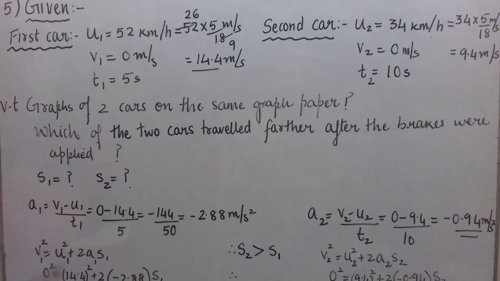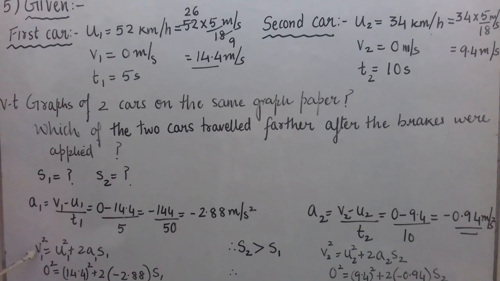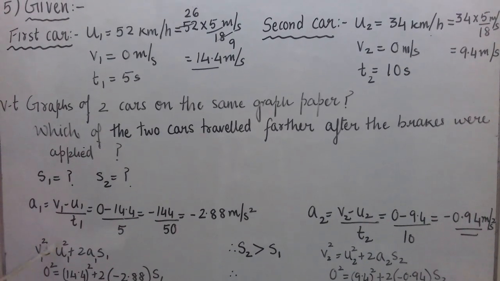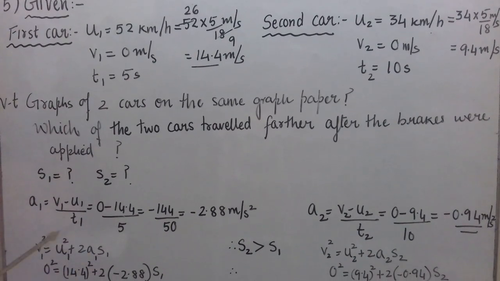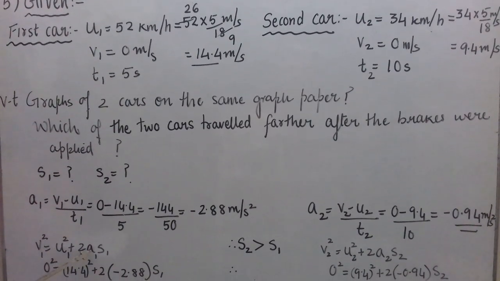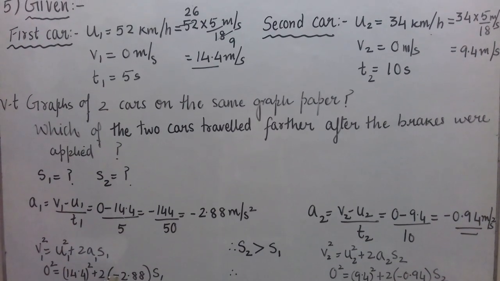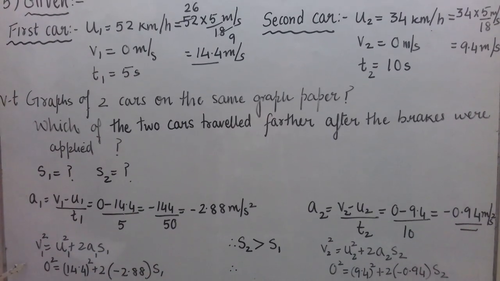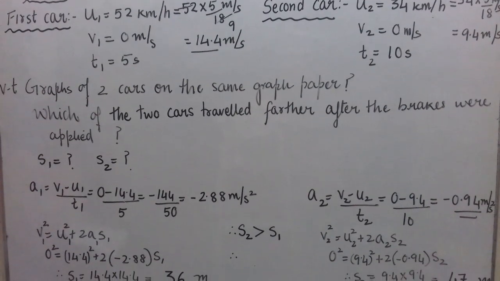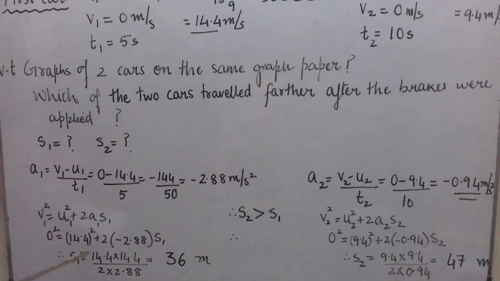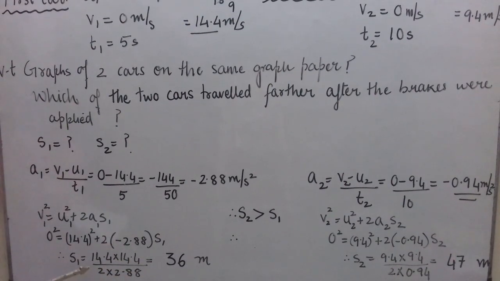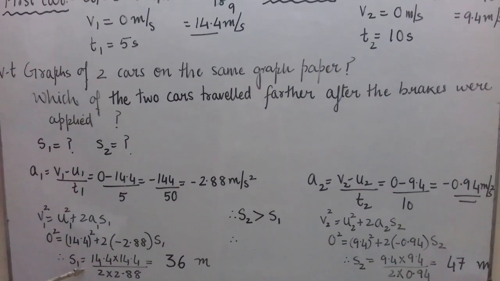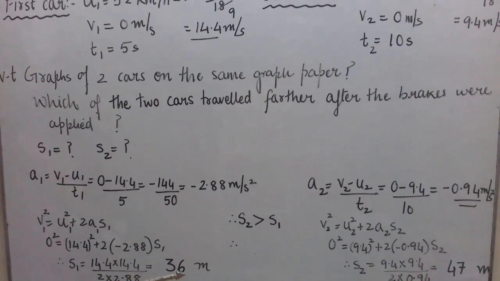uniform retardation. Now, using the third equation of motion, V1 square is U1 square plus 2A1 S1. When we put the value of V, U1, A1, remember you have to take the negative sign of A1 along with it. And after simplifying, let us take this second term to the left hand side. It will become positive. And then we can take it in the denominator. We get S1 is equal to 14.4 into 14.4 divided by 2 into 2.88, answer comes out to be 36 meters.